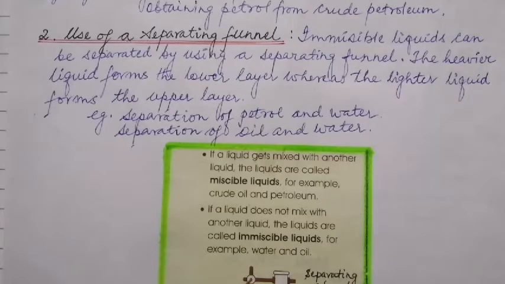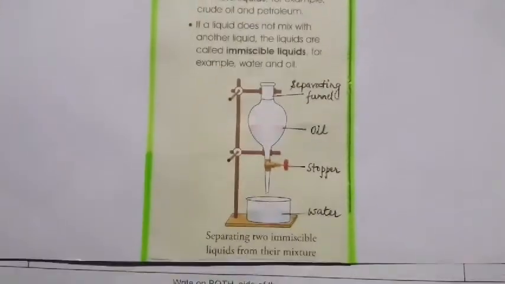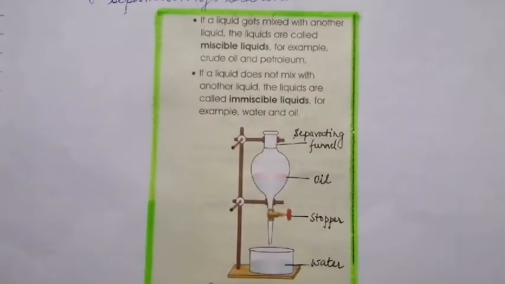So, if the liquids are not miscible and form separate layers, then we use a separating funnel for separating the components of the mixture. For example, petrol and water, kerosene oil and water, diesel and water, or maybe mustard oil and water. Now let us take a look at the diagram, how we are going to separate immiscible liquids.